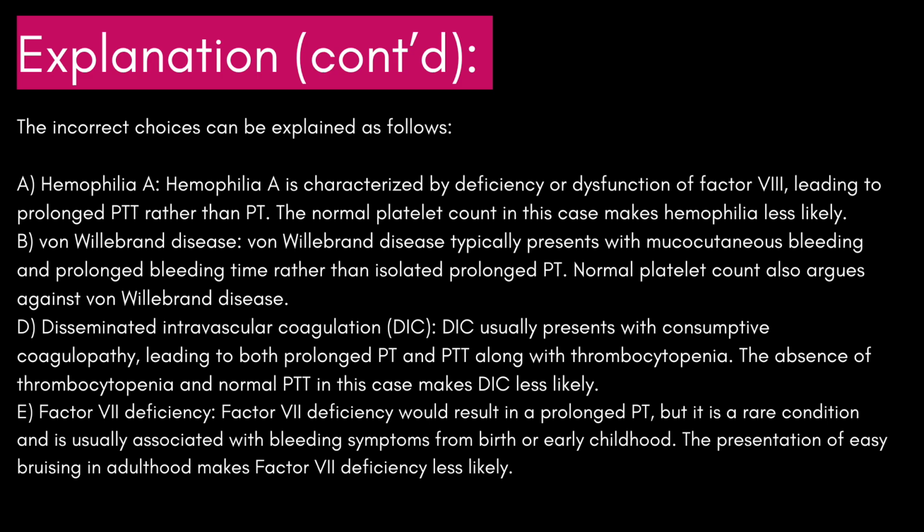B, von Willebrand disease. Von Willebrand disease typically presents with mucocutaneous bleeding and prolonged bleeding time rather than isolated, prolonged PT. Normal platelet count also argues against von Willebrand disease. D, disseminated intravascular coagulation, DIC. DIC usually presents with consumptive coagulopathy, leading to both prolonged PT and PTT along with thrombocytopenia. The absence of thrombocytopenia and normal PTT in this case makes DIC less likely.